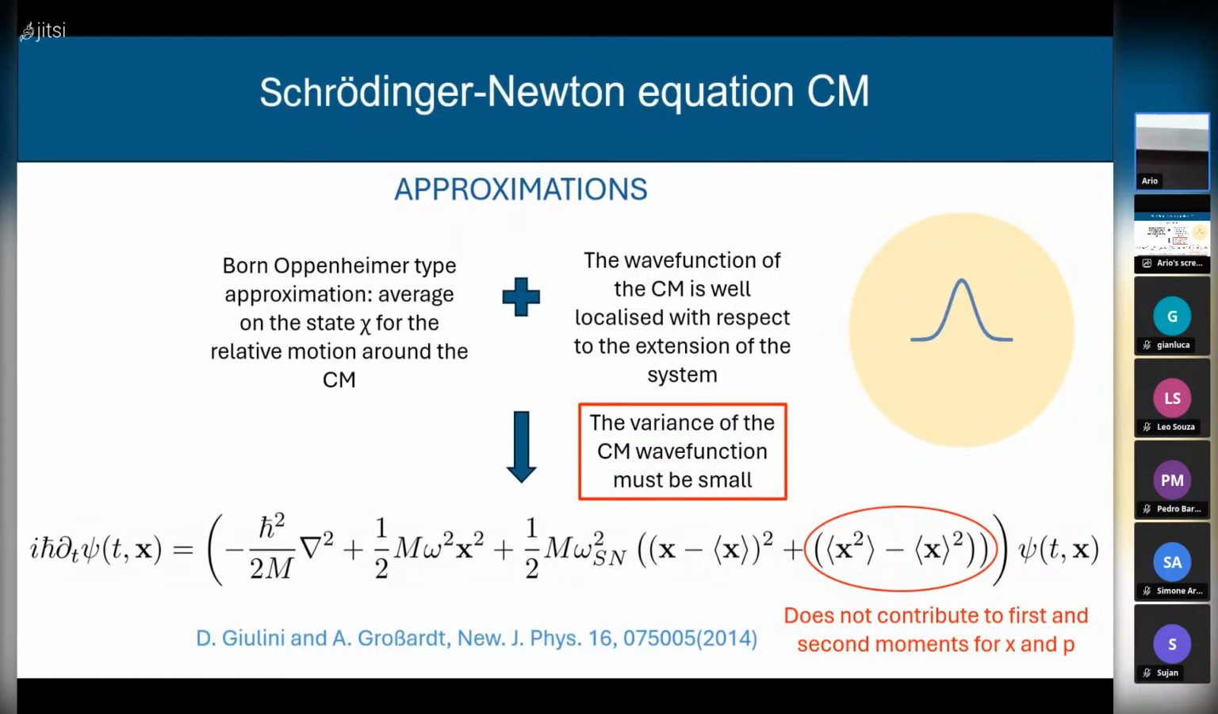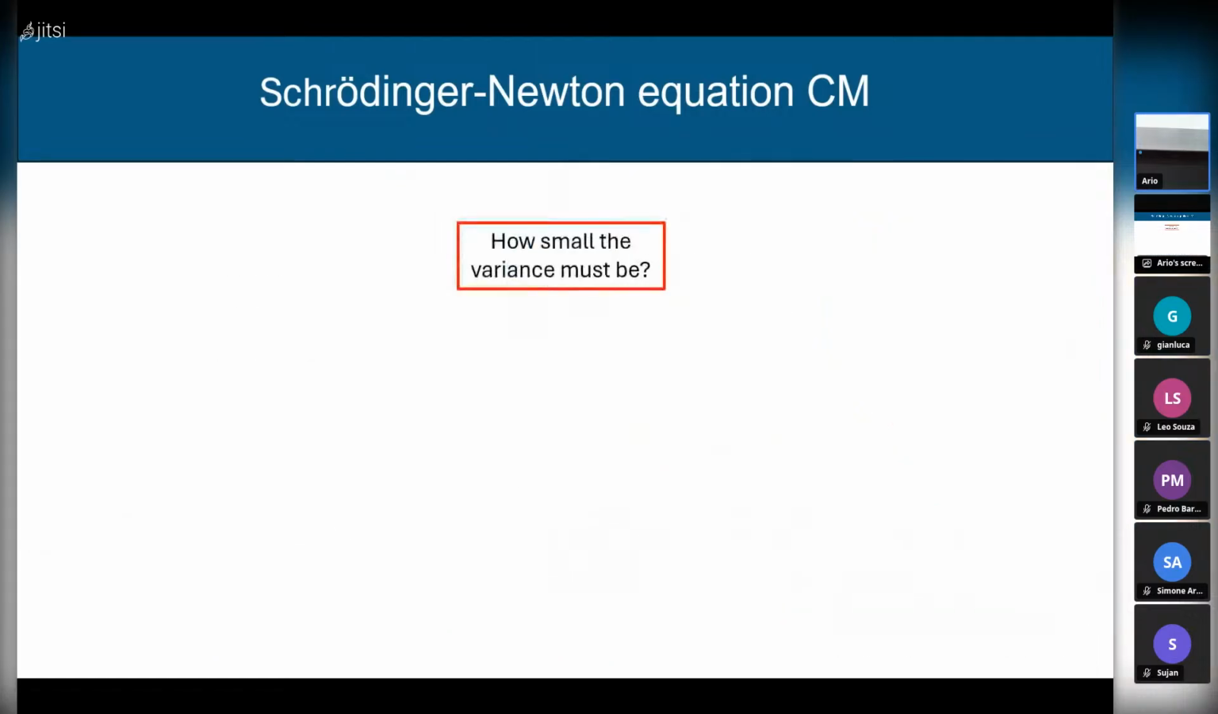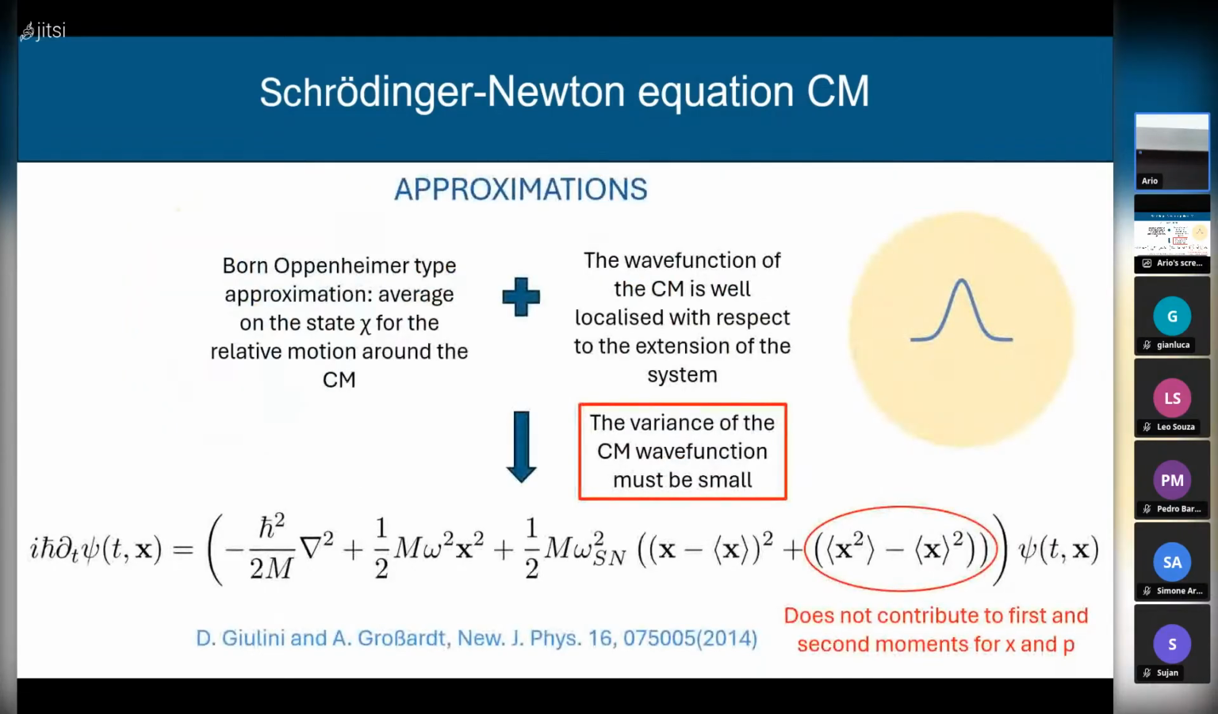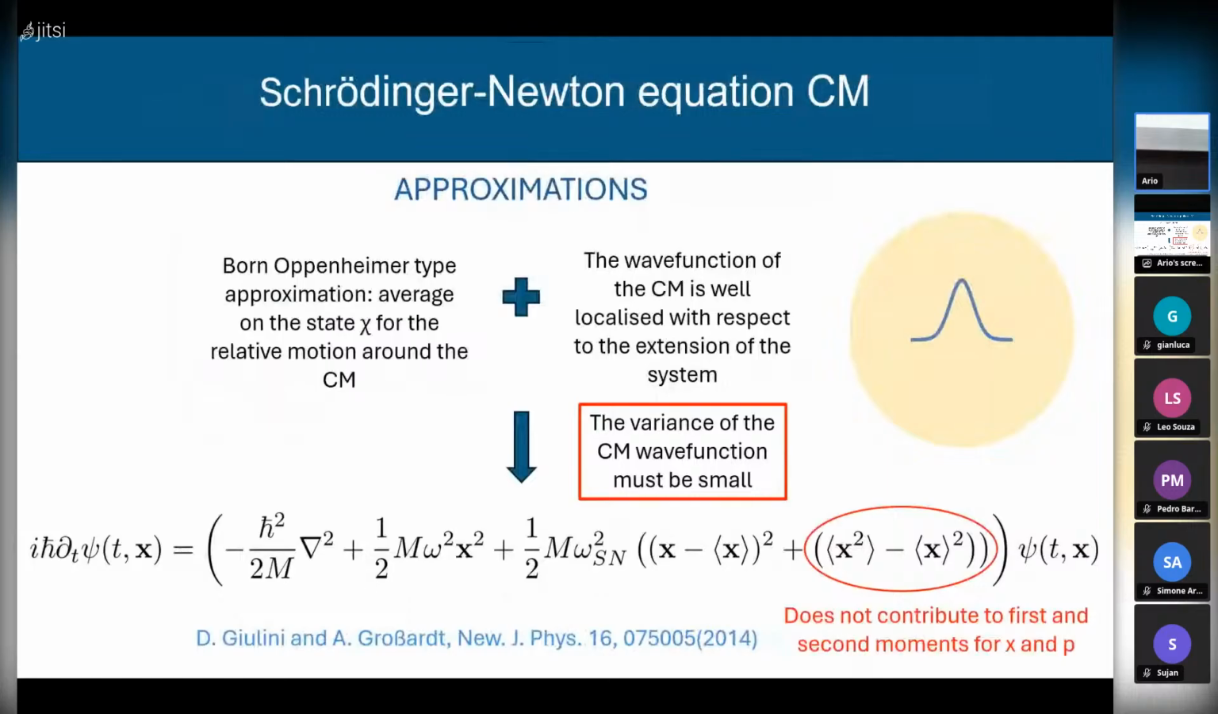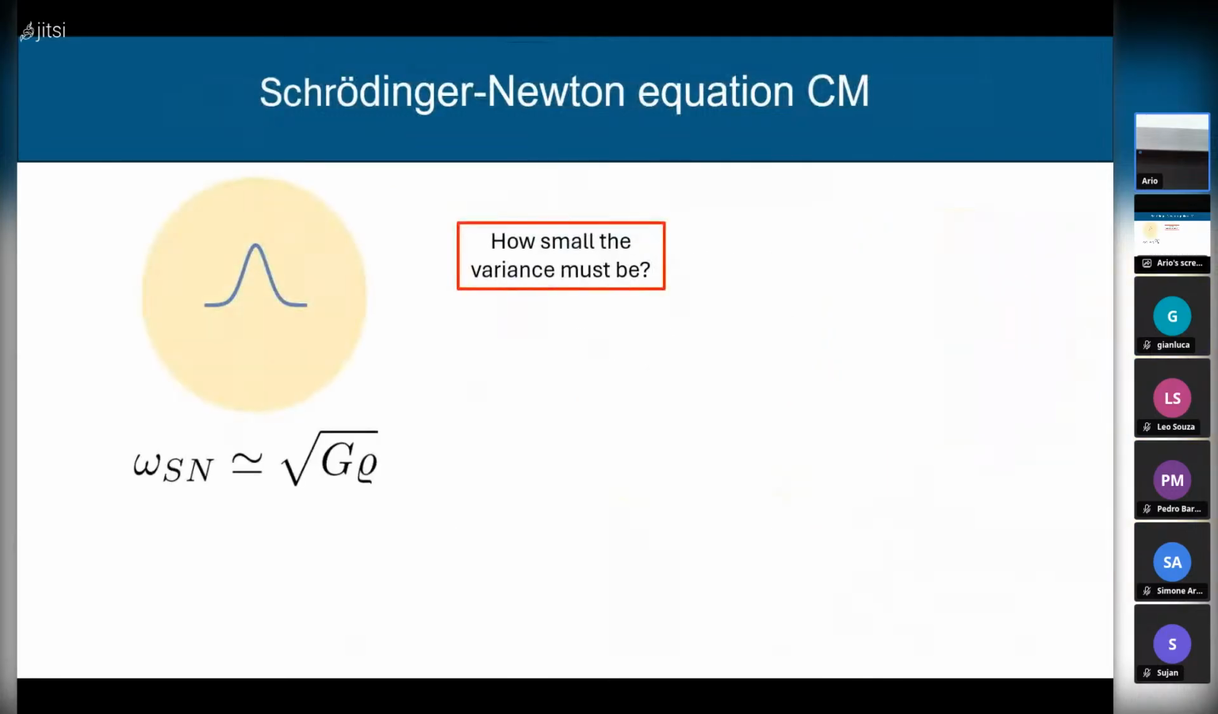Yes, it's nonlinear. And I told you that one of the main approximations here is that we have to assume that the wave function has a small variance, but there are different regimes of the approximation. One is the one I showed you before: I have the wave function, the variance is smaller than the extension of the system, and in this case this omega Sn that I showed you here, this frequency of this additional harmonic term, depends on the density of the object.